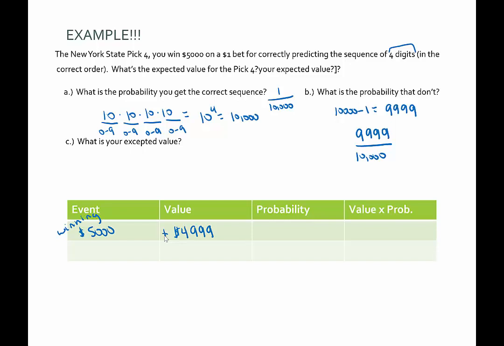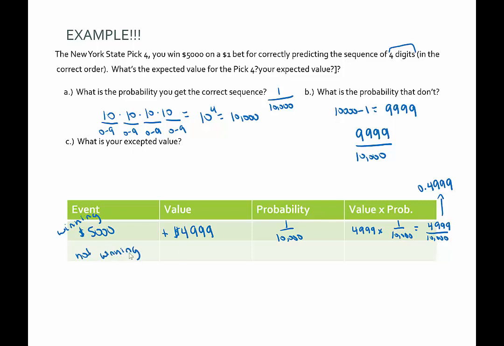The probability of gaining $4,999 is 1 in 10,000. The value times the probability would be 4,999 times 1 over 10,000. If I convert this to a decimal rather than trying to simplify, this is nice because this is just 0.49999. Nice.